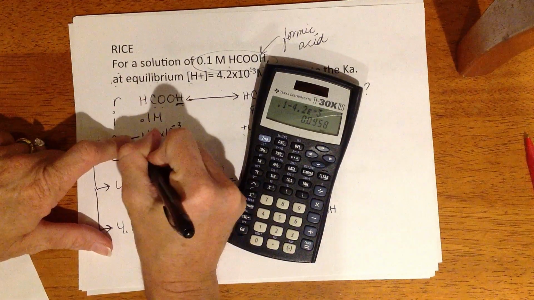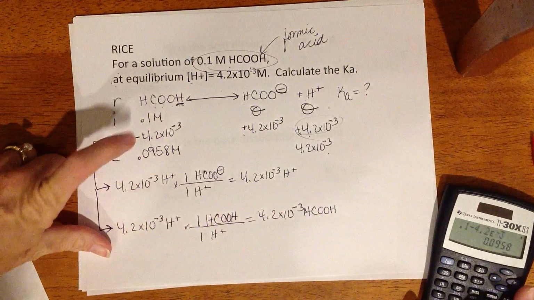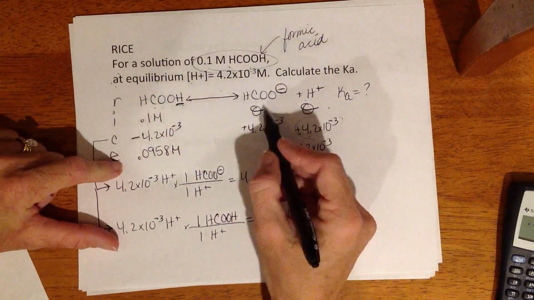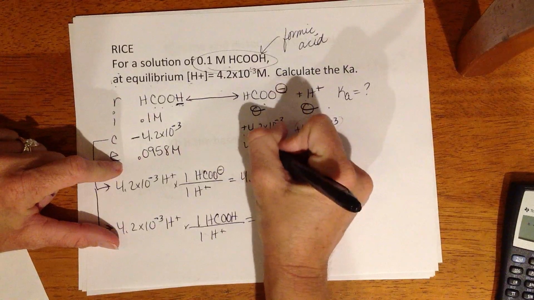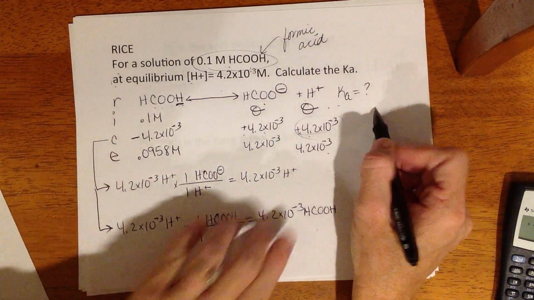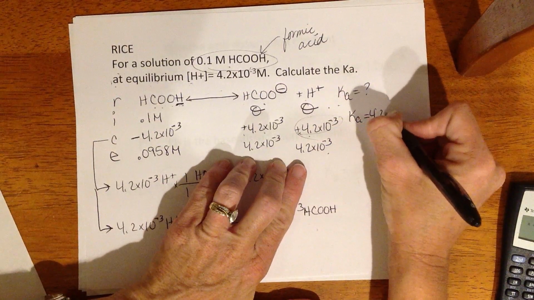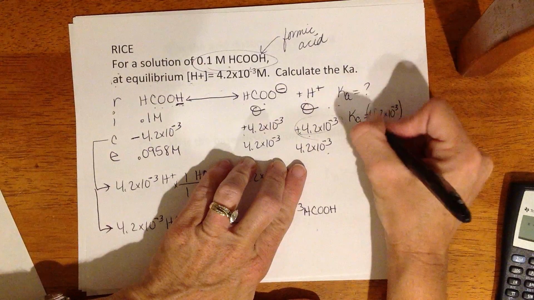Okay, so I've got 0.0958 molarity. This minus that equaled that. This plus that, I can do in my head. I still haven't answered my question. My question is Ka. And Ka is going to equal products raised to the coefficient power.